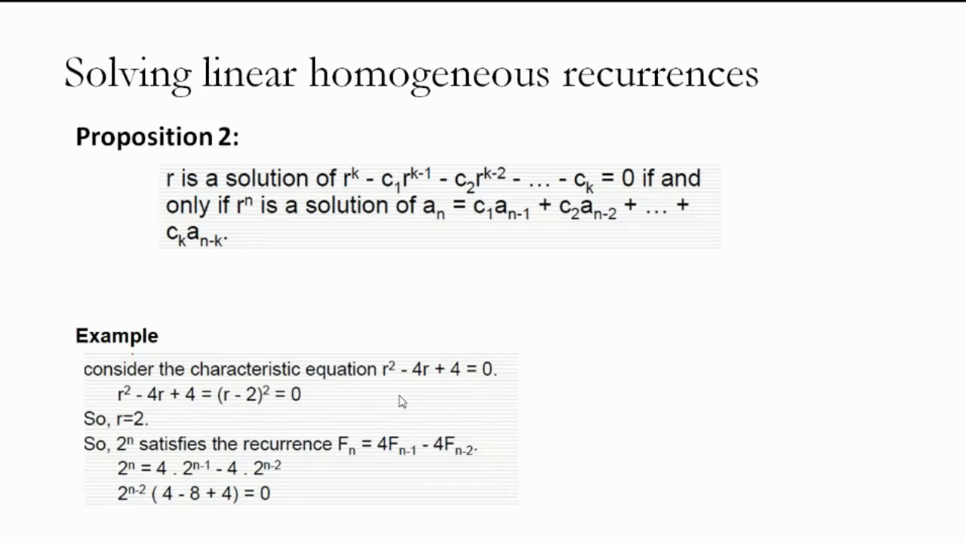Now 2 power n is equal to 4 into 2 power n minus 1 minus 4 into 2 power n minus 2. So 2 power n minus 2 into 4 minus 8 plus 4, which is giving you 0. So you take the common. Okay. So finally the equation is becoming 0. So hence this 2 power n, that is r is equal to 2, is the solution to the linear relation.